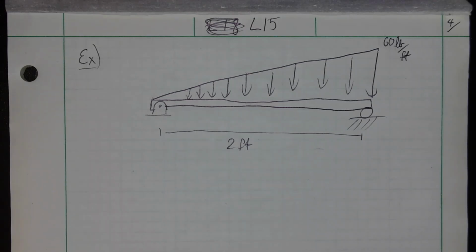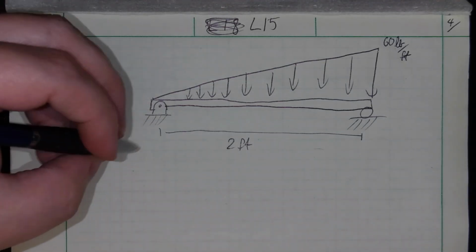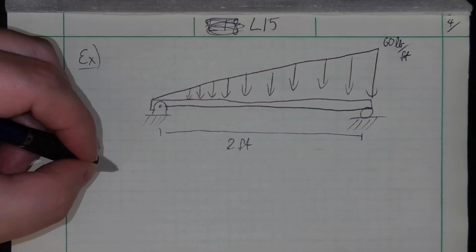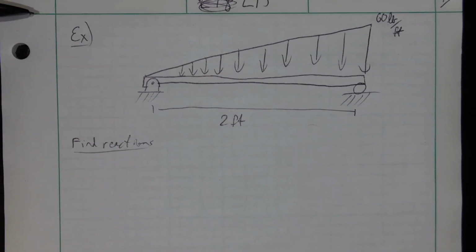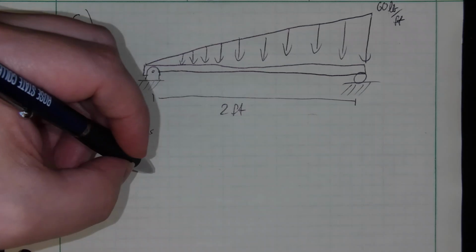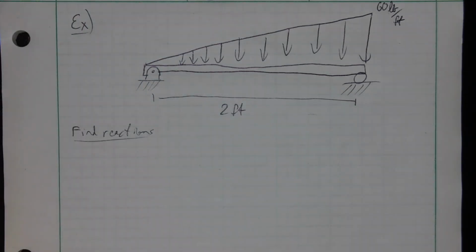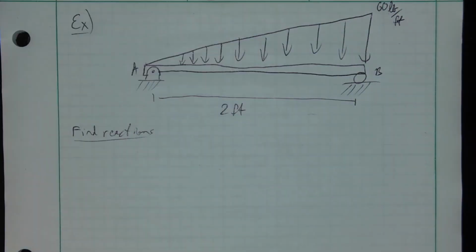Okay, now we said in our procedures, first things first, if you can find reactions, find reactions. So we'll do that. So if we find the reactions, hopefully you can find the reactions. Go ahead and pause here. I want to keep this video somewhat short. So go ahead and find the reactions for this one. And by the way, this is A and B.